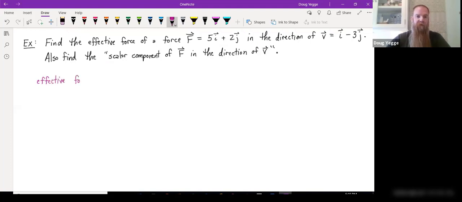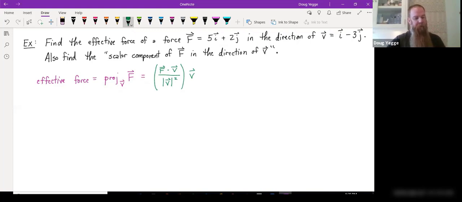And the effective force is simply the projection of the force called F onto the vector V. So let's use our formula. Our formula is just u dot v divided by the magnitude of v squared times vector v. But it's not u anymore because there is no u, so that's why we're going to be taking f dot v over the magnitude of v squared.